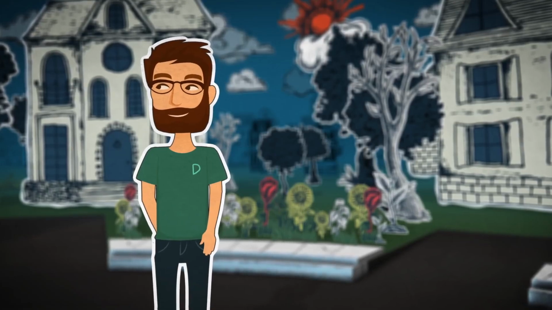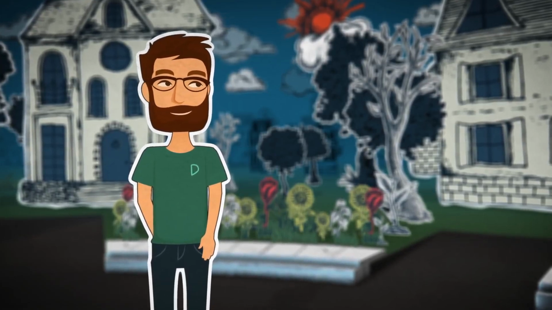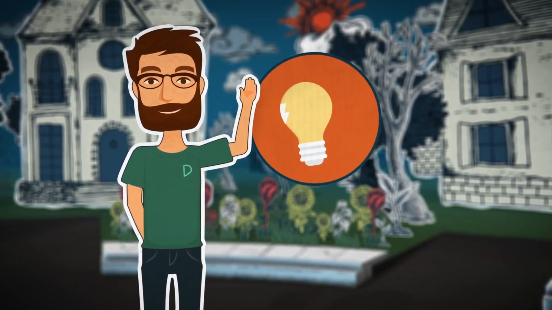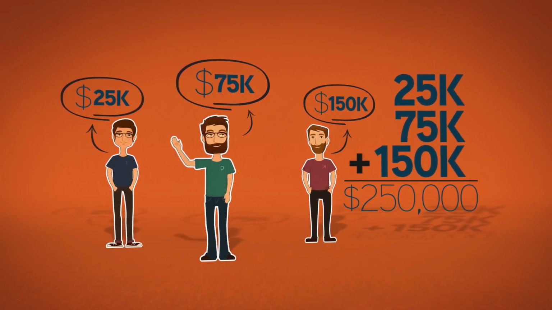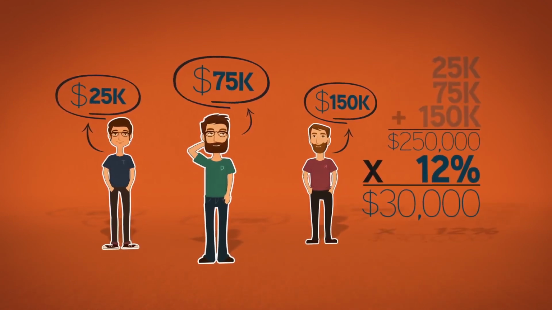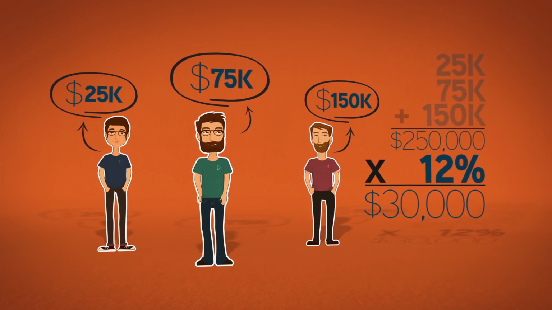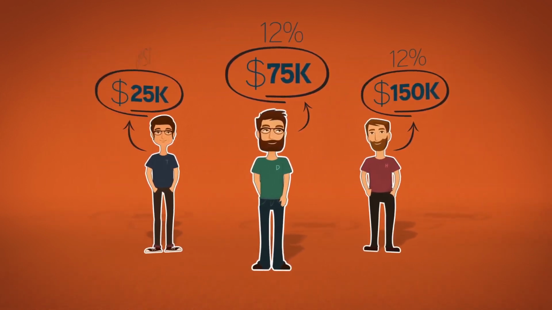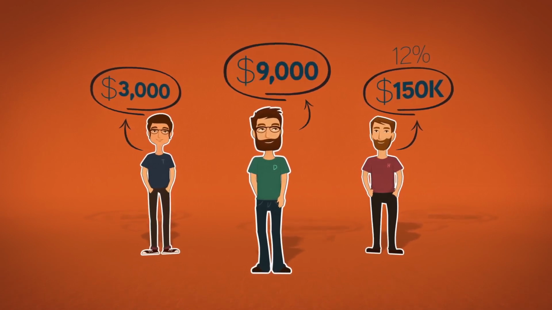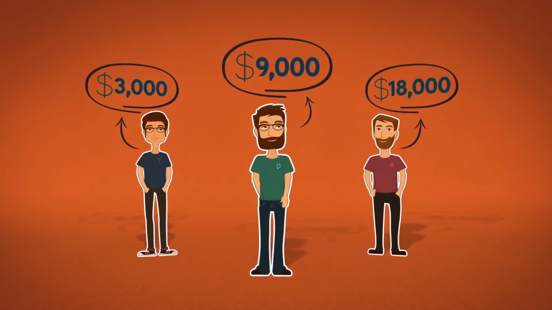At this point, Dick, the peacemaker in the family, entered the conversation. "I've got an idea," Dick said. "Our combined income is $250,000, and $30,000 is 12% of that amount. Why don't we each pay that percentage of our income? Under that formula, Tom would pay $3,000, I would pay $9,000, and Harry would pay $18,000."